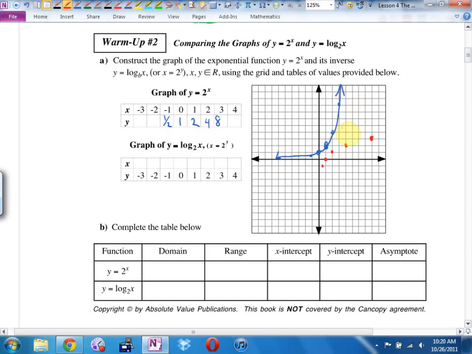Oh, and instead of a horizontal asymptote, what's the inverse of horizontal? It'd be a vertical asymptote. In fact, the graph's going to look like this. That's the log graph. And I can do my double check that this is an inverse by going through the line y equals x. And when I do that, is it reflected about that? Yes, it is.